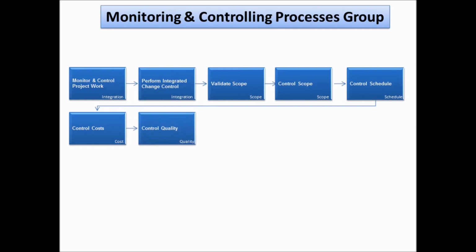Next one is control quality. The question we as a project need to ask here is, are we doing things right? Here is where the project manager must check every deliverable, whether it's good to go to the customer or not. Please make a note here. Validate scope is done by the customer, and control quality is done internally by the project manager and the team before it actually reaches the customer.